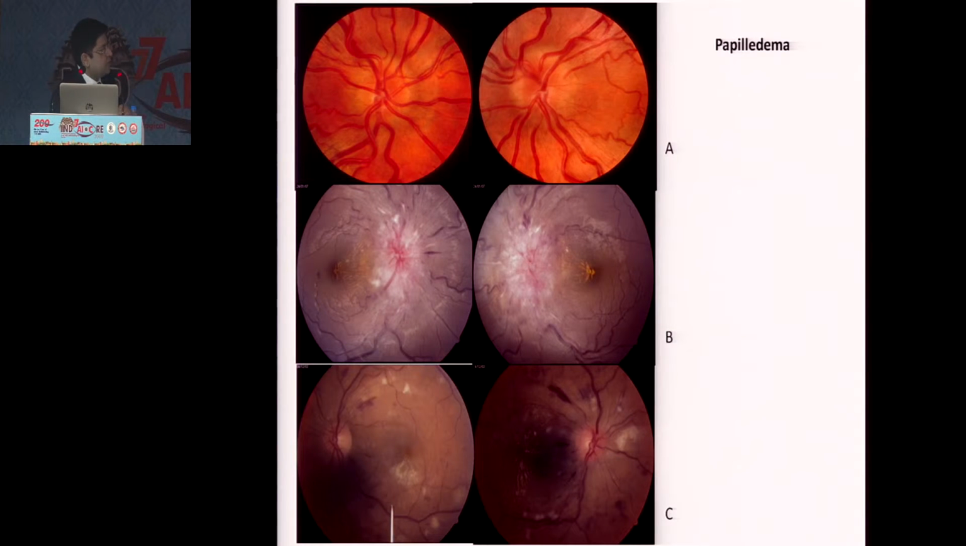So look, there is no edema here. They look like edematous, but there is no edema. You can see the vessels so nicely over the disc. It's just a crowded disc, just a small disc, and everything is coming out from the center.